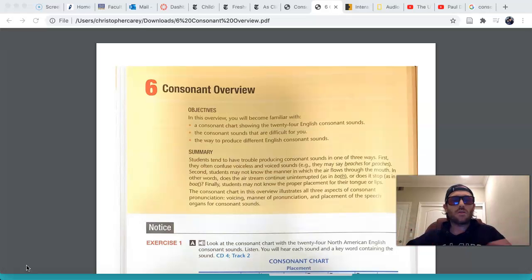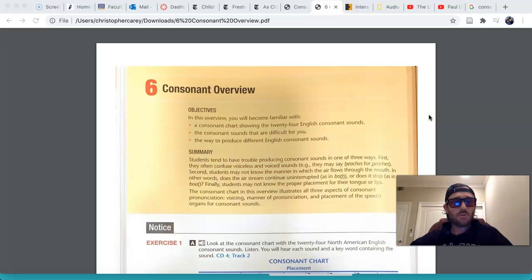Last class we looked at an overview of vowel sounds, of which there are 15 in English. Even though there are 5 vowels in the English alphabet, there are 15 different sounds. Consonants are not as overwhelming. There are 24 consonant sounds in English, which is more or less the same amount of consonants as there are in the English alphabet. There are 19 consonants in the English alphabet.